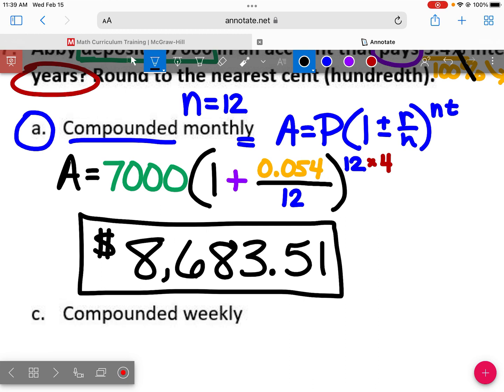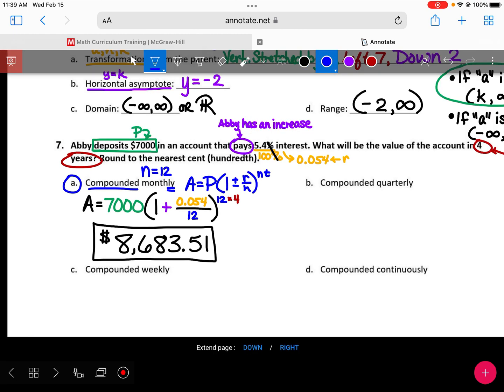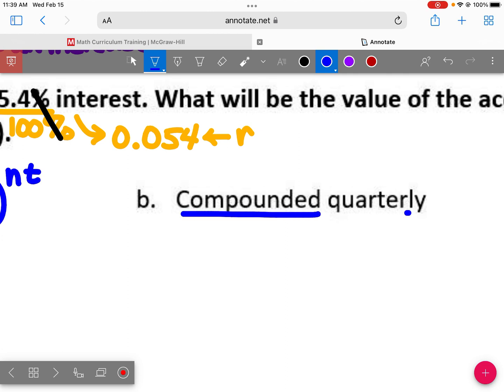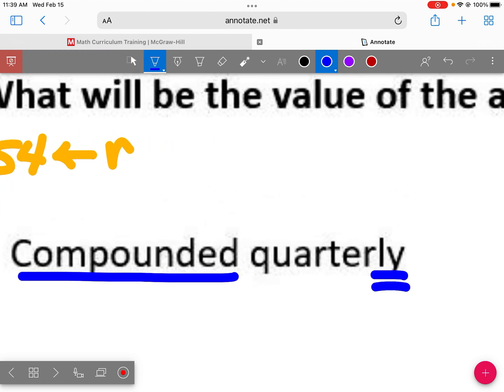On part B, what formula would I use? Same formula, and you know that how? We're changing the n. It still says compounded. This time it says quarterly. N equals, it's not 25, it's 4. When we say we're going to cut something into quarters, whether it's a year or a dollar or a piece of cake, it always means we're going to cut it into 4 equal-sized parts. So quarters always is going to mean 4 of something.